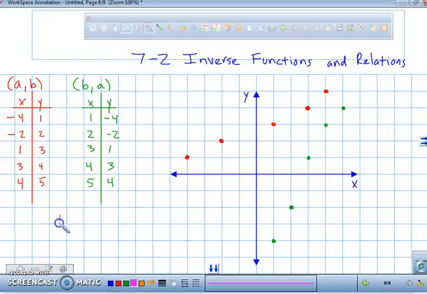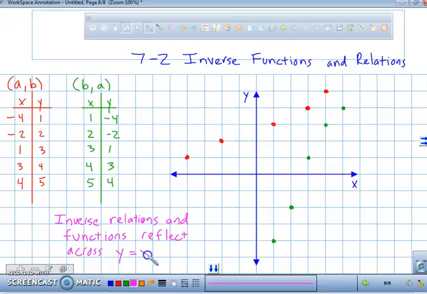All right, so I want you guys to write. Ready? Inverse relations and functions reflect across, wait for it, y equals x.